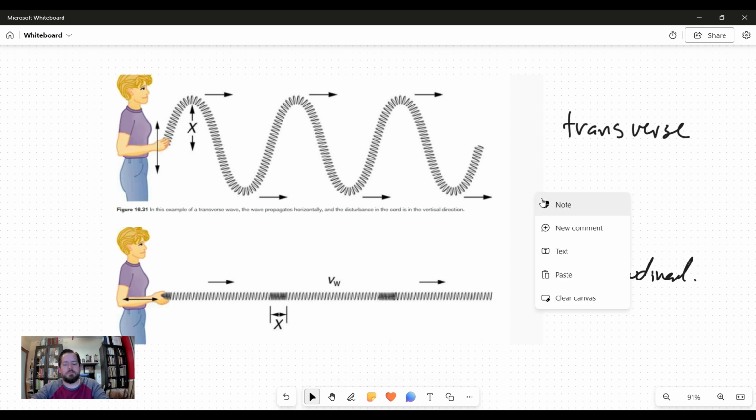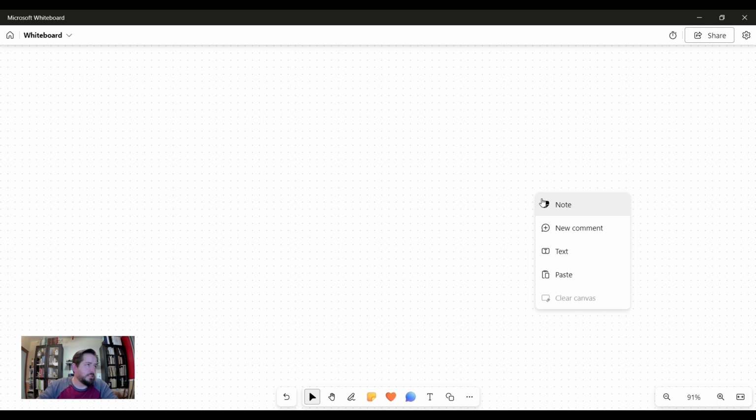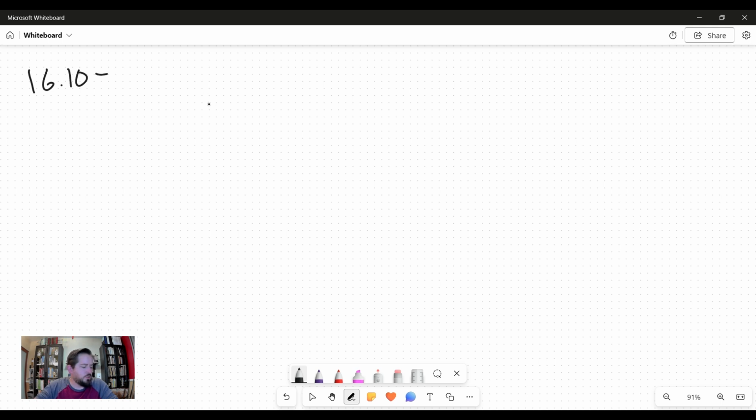let's move on. The next section is 16.10, and 16.10 is superposition and interference.